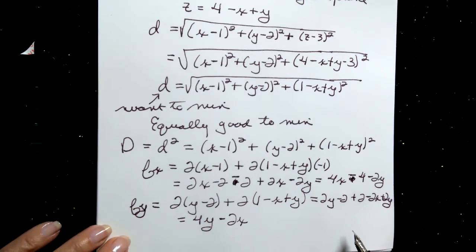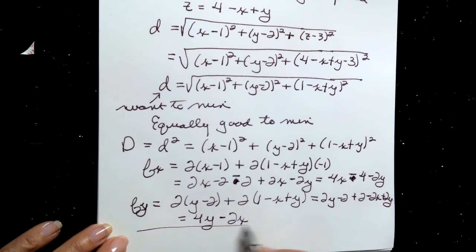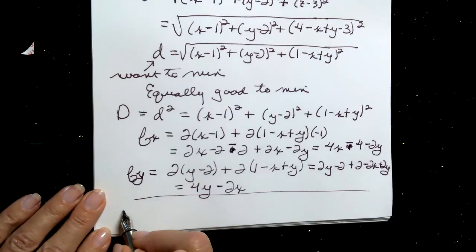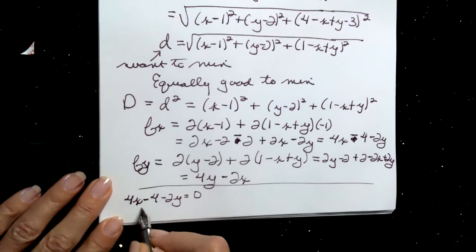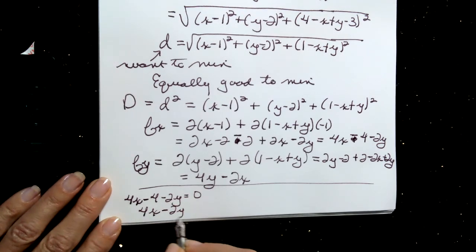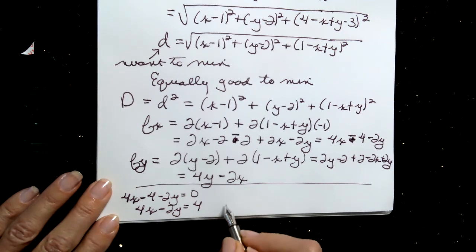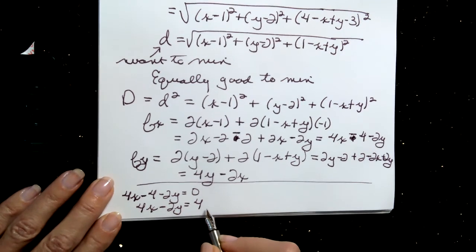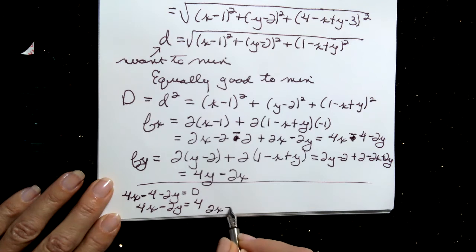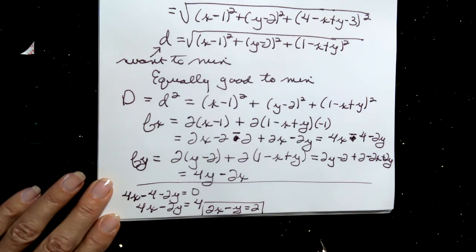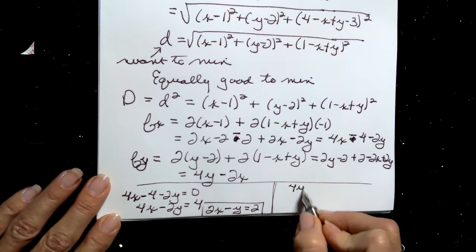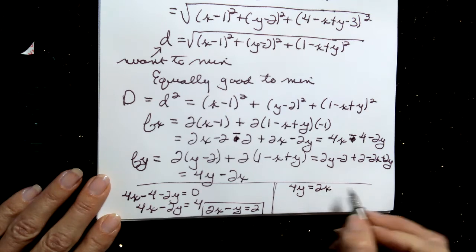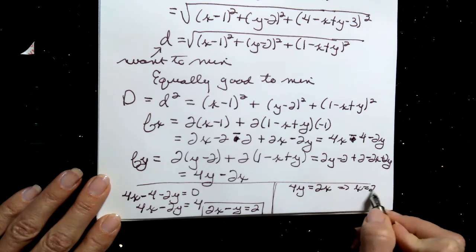So now we have to set each one of those equal to 0. So we set 4x minus 4 minus 2y equals 0. So that says 4x minus 2y equals 4, which I could divide by 2 and make that a little bit nicer. So I'll get 2x minus y equals 2. So that's one constraint for a critical point. And the other constraint is that f sub y is 0. So that says 4y equals 2x, which says that x is equal to 2y.